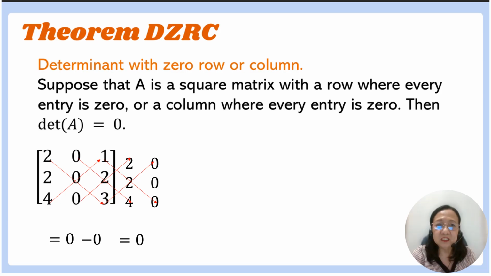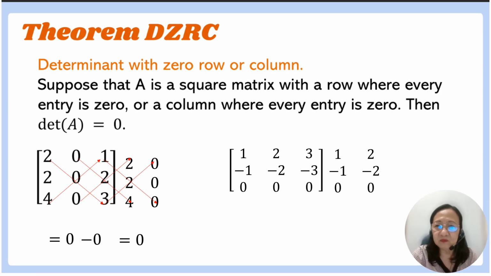So this example is using our second column where all the entries are 0. Now, let us take a look at this example wherein, looking at our third row, all the entries here are also 0. So to solve, let us copy the first two columns, 1, negative 1, 0, 2, negative 2, 0.